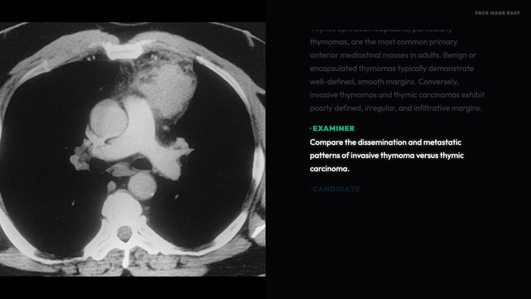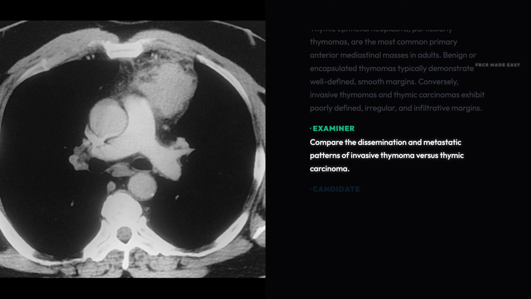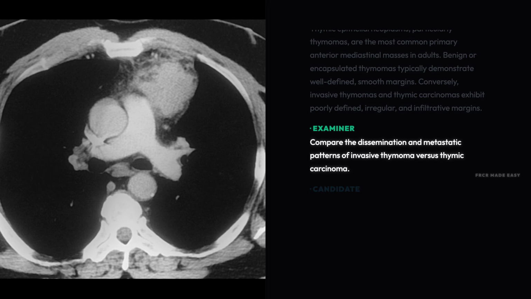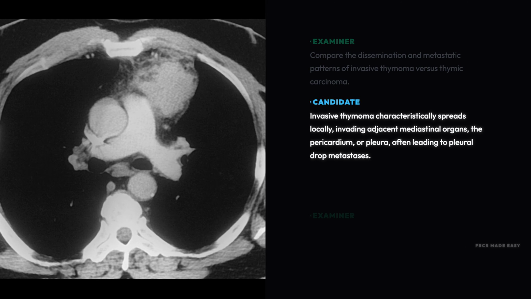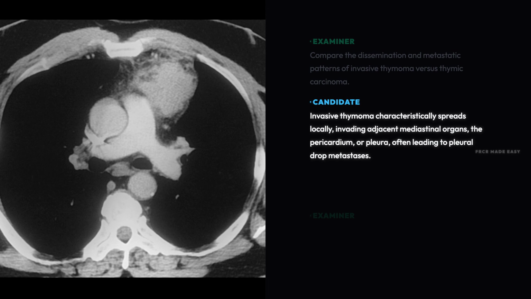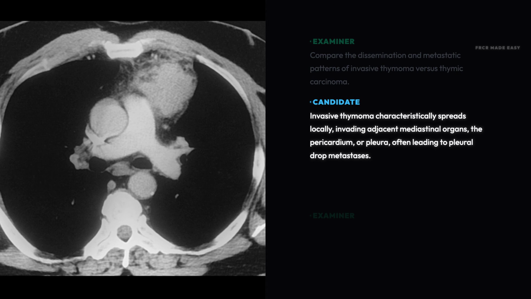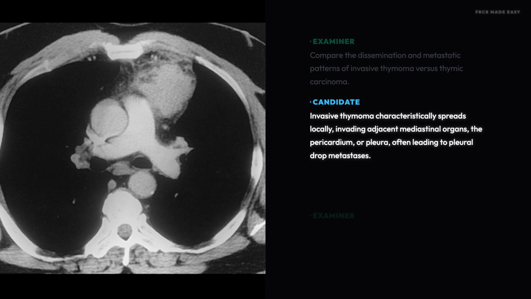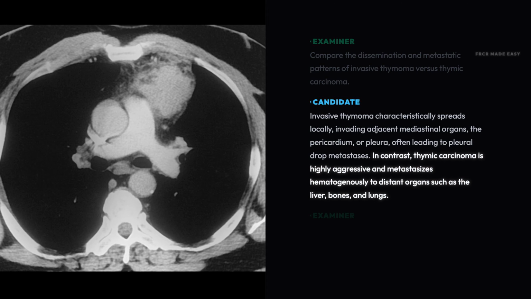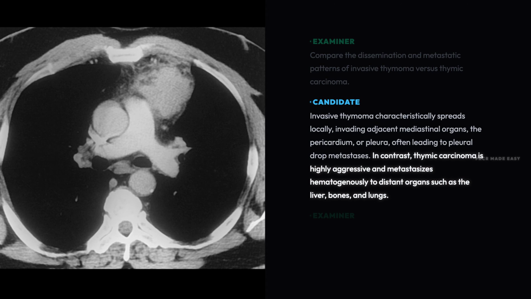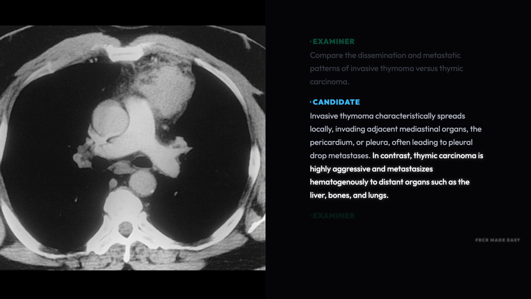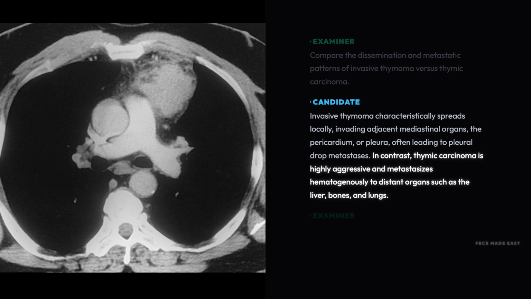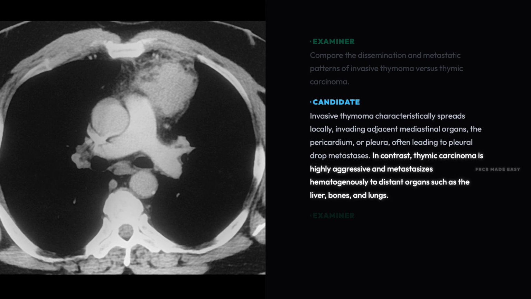Compare the dissemination and metastatic patterns of invasive thymoma versus thymic carcinoma. Invasive thymoma characteristically spreads locally, invading adjacent mediastinal organs, the pericardium or pleura, often leading to pleural drop metastases. In contrast, thymic carcinoma is highly aggressive and metastasizes hematogenously to distant organs such as the liver, bones, and lungs.